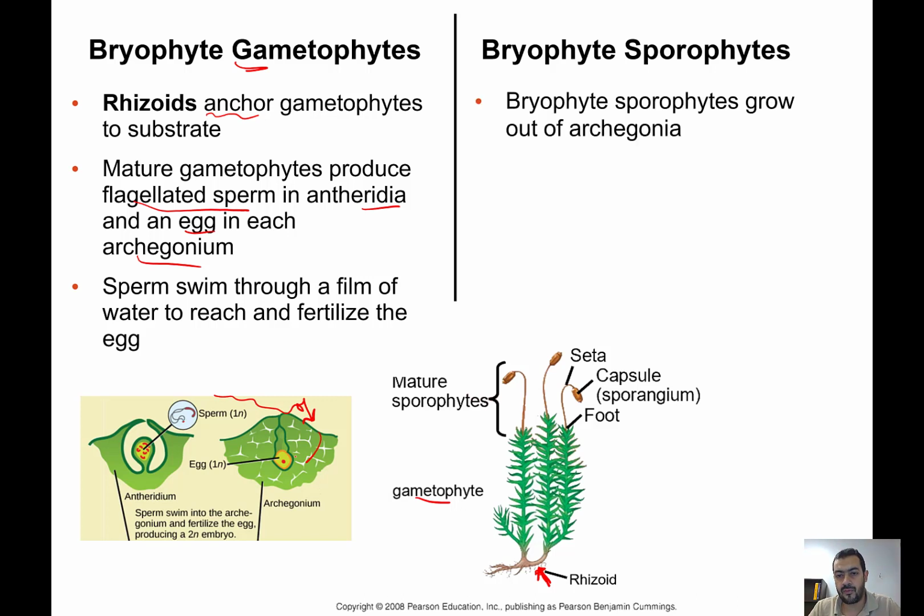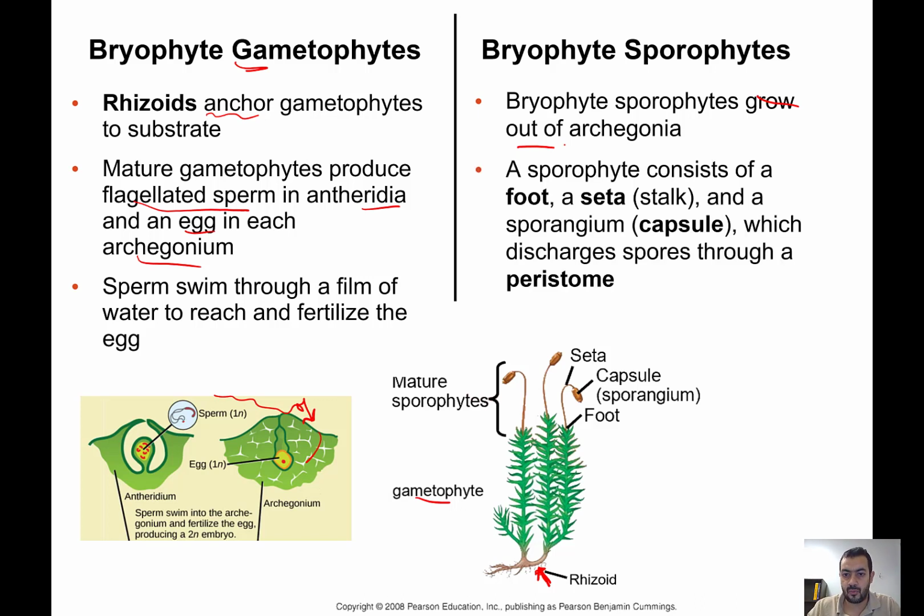Then when we move on to the sporophytes, the sporophytes grow out of the archegonia, because remember, fertilization will happen in the archegonia, and the zygote is going to be formed within the archegonia. So the sporophyte will grow out of this zygote, and the sporophyte is composed of a capsule, which is the sporangium, and then a seta, like a stalk, and then a foot at the end, and the capsule is going to discharge the spores through a peristome.